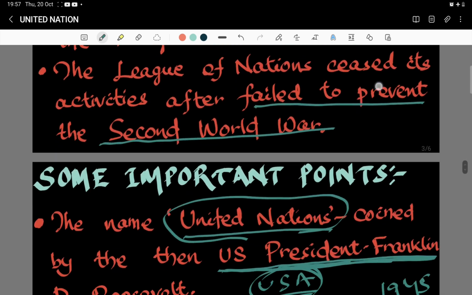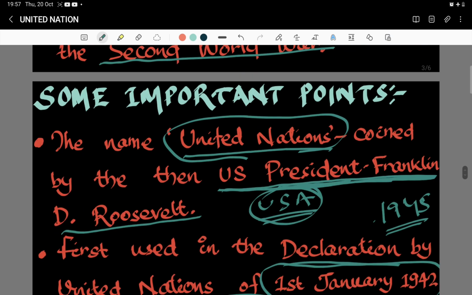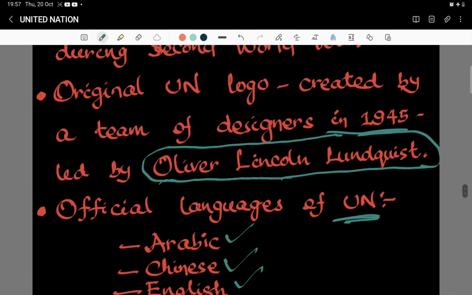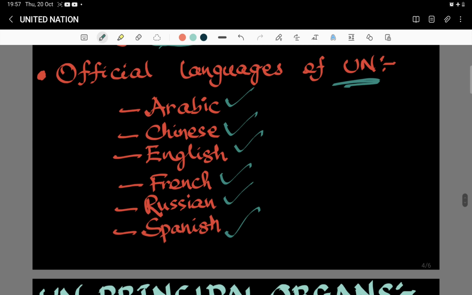Let's revise. The term United Nations was coined by the then US President Franklin D. Roosevelt, and it was used before the establishment of the United Nations, on 1st January 1942. And the original logo was created by a team of designers led by Oliver Lincoln Lundquist in 1945. And there are 6 languages of the United Nations: Arabic, Chinese, English, French, Russian, and Spanish.